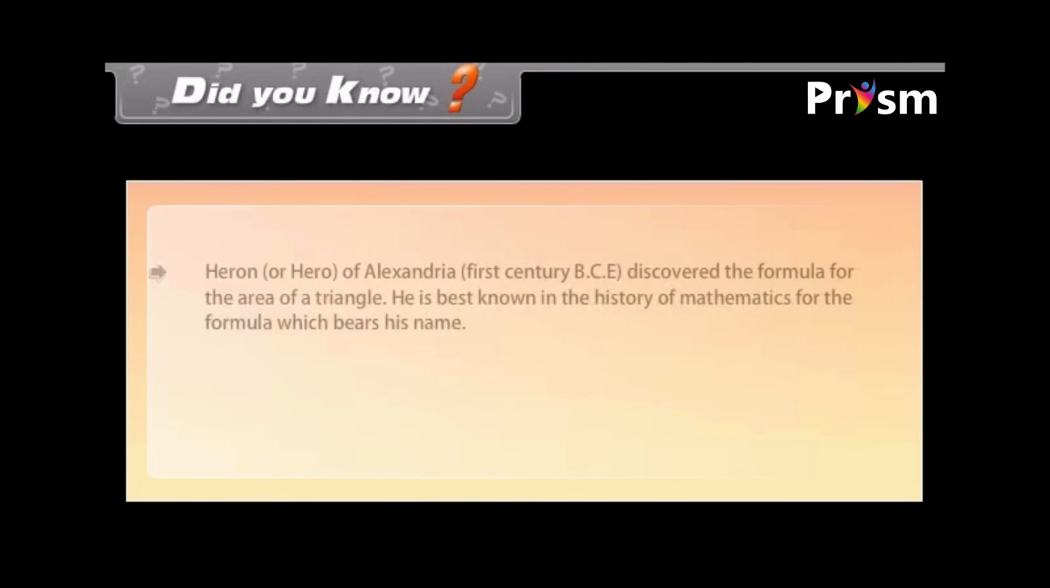Did you know Heron, or Hero of Alexandria, 1st century CE, discovered the formula for the area of a triangle? He is best known in the history of mathematics for the formula which bears his name.